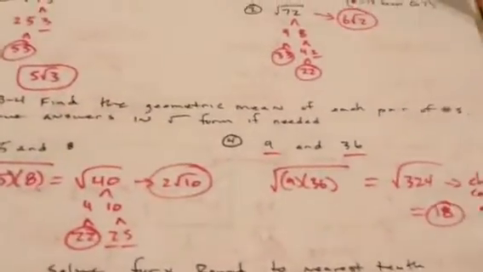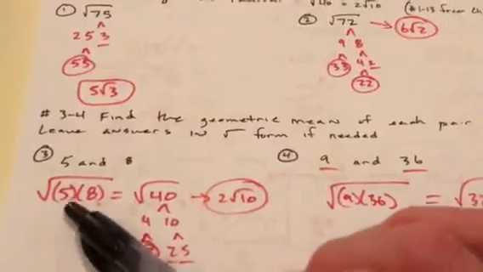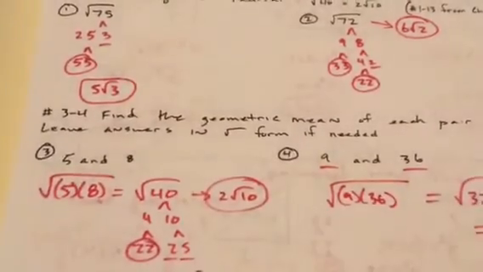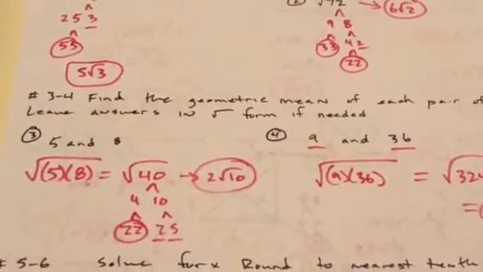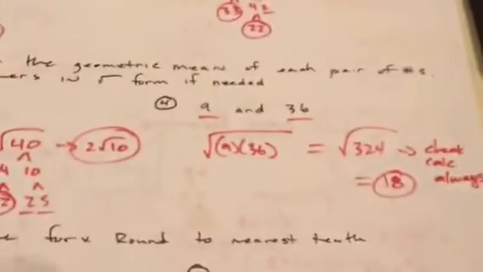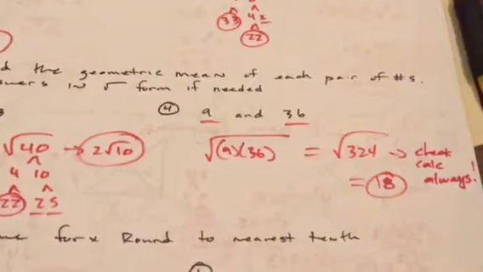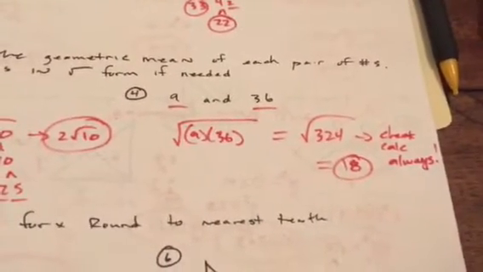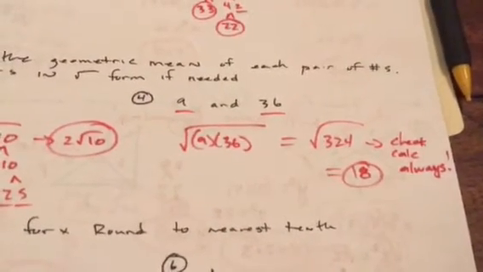Guys, the geometric mean is simply the square root of the product of the two numbers. So take 5 times 8, then take the square root of it, break it down, radical form, 2 root 10. 4, notice it says if needed, 9 times 36 is 324. If you take the square root of that, guys, you get 18. It saves a bunch of time.